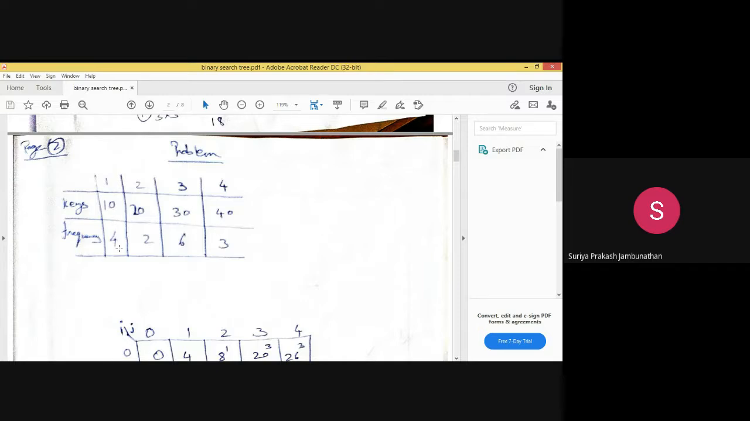What is the frequency? 4, 2, 6, and 3. These are the frequencies. And this is said to be the root. So 1, 2, 3, 4. So for key value 10 and frequency value 4, the root is 1. For key value 20 and frequency value 2, the root is 2. For key value 30 and frequency value 6, the root is 3. For key value 40 and frequency value 3, the root is 4. So this is what you have to understand as of now.